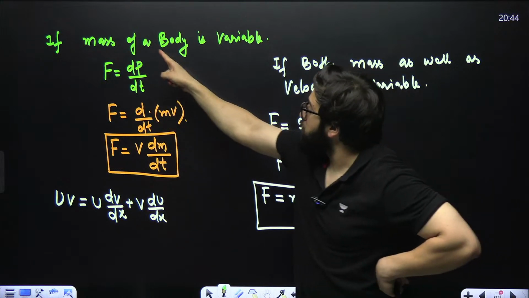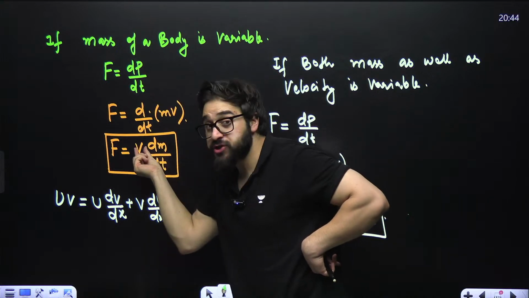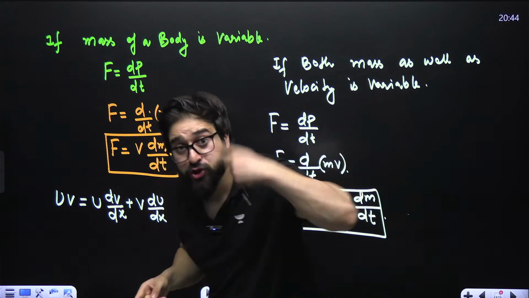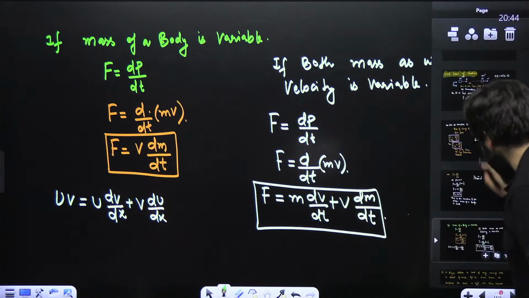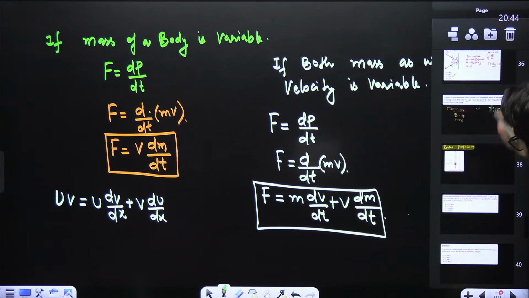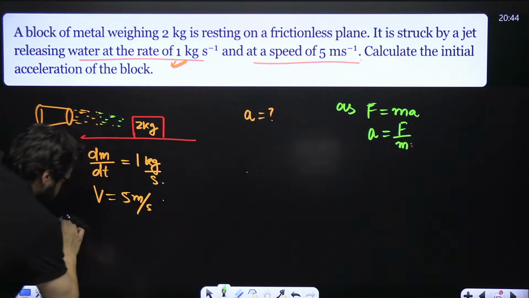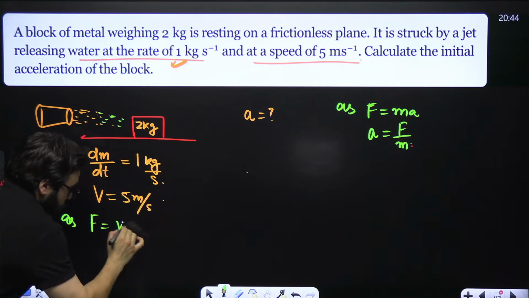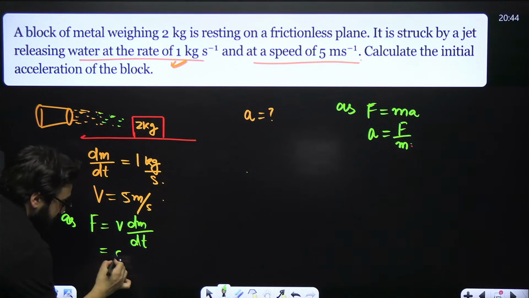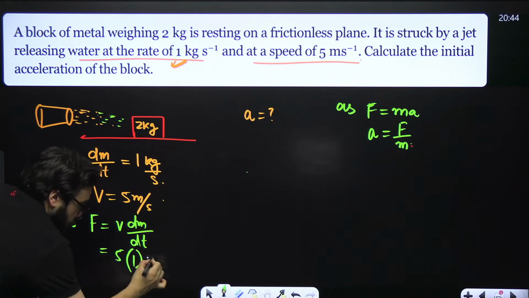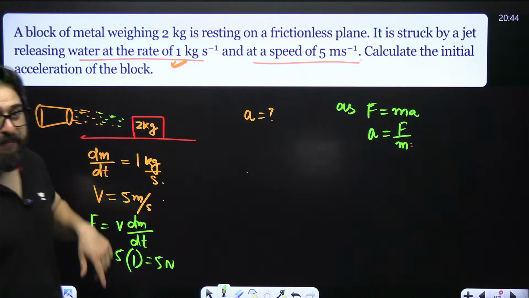If the mass of a body is variable and velocity is constant, and here velocity is given and dm by dt is also given, we can find the force. F is equal to V dm by dt. V is 5, dm by dt is 1, so that comes out to be 5 Newton. So 5 Newton force the jet is applying on the block.